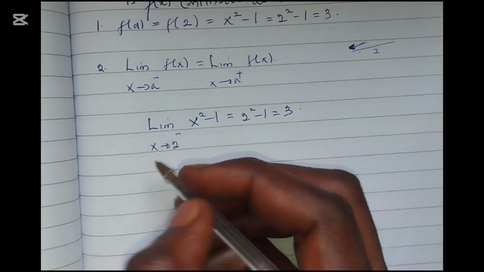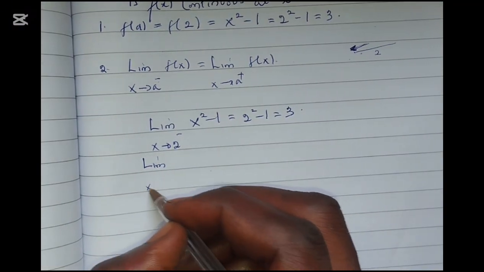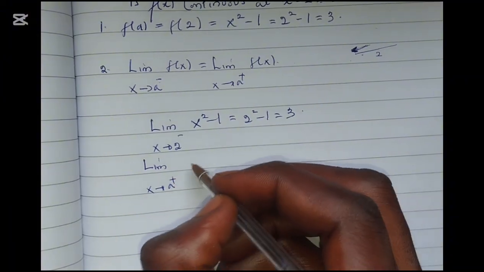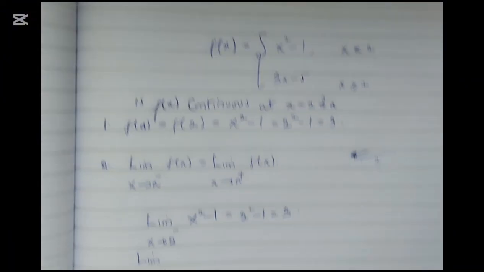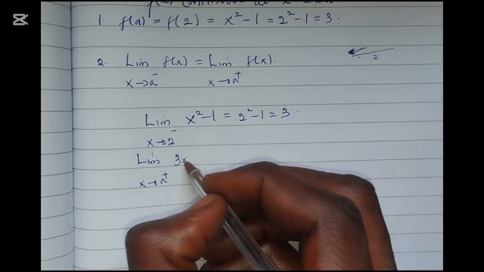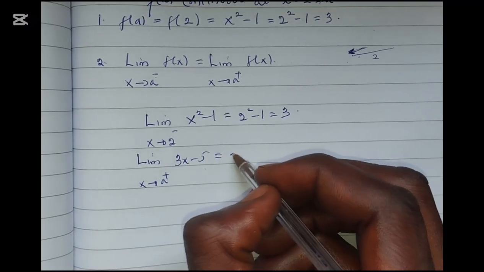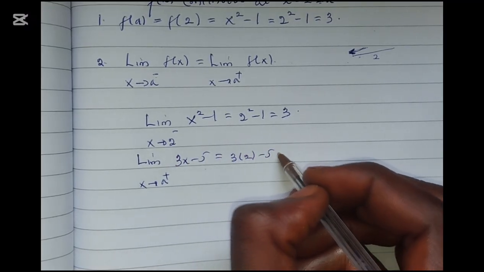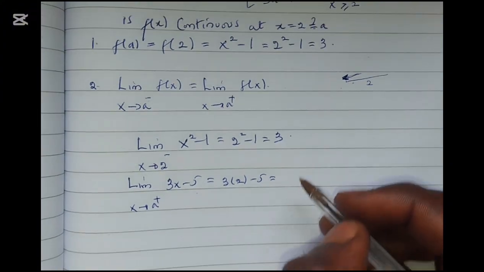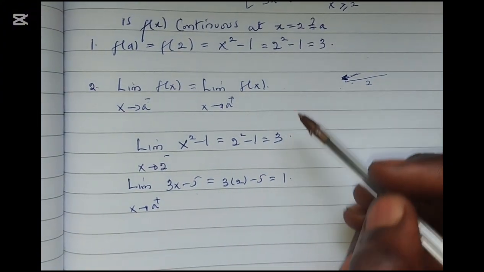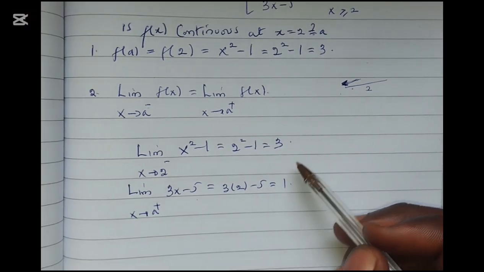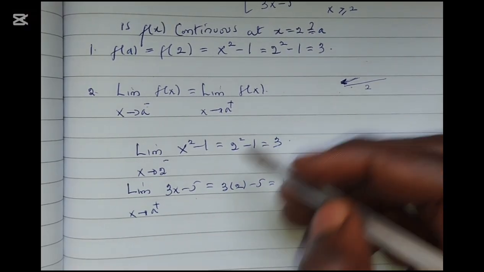Now from the right, the limit as x approaches a from the right of this function, right? Yes, because this arrow indicates the forward direction. So we have 3x minus 5, which is 3 times 2 minus 5. 3 times 2 is 6, and 6 minus 5 is equal to 1. Now you see that the limits do not match. Yes, the limits do not match.